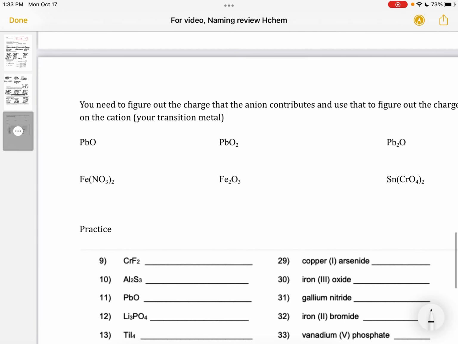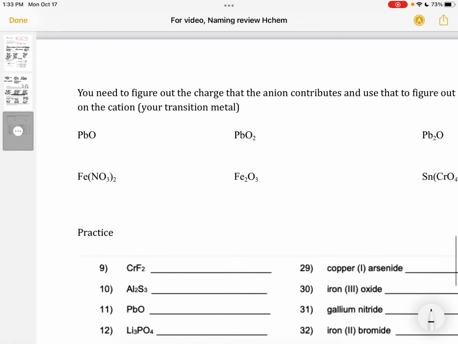The only thing that goes in parentheses is the charge of your cation. The way we solve these is we figure out the charge on our anion, and then based on what we know about our anion, we can go back and solve for the charge on our cation. Let's take a look at this first one.